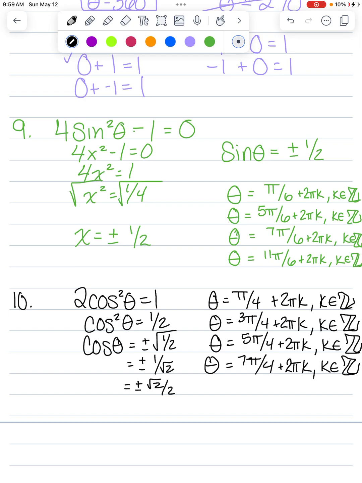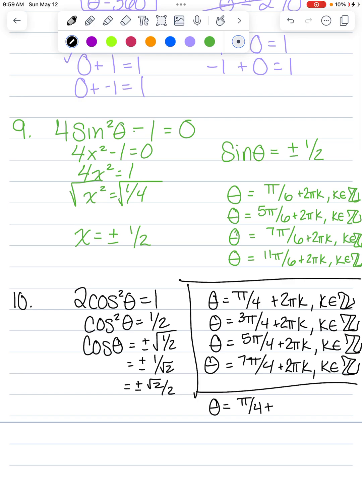Now, if you are a person who likes to simplify down your answers, you'll notice that on the unit circle, each one of these angles is halfway between our general quarter marks, and so they're all a quarter of a circle apart. So we could have simplified this down. Don't get me wrong, you can leave that as your final answer. Or you could have simplified this down to pi over 4 plus a quarter of a circle, which is pi over 2 k, where k is an integer. You don't have to do that. It's just an option.